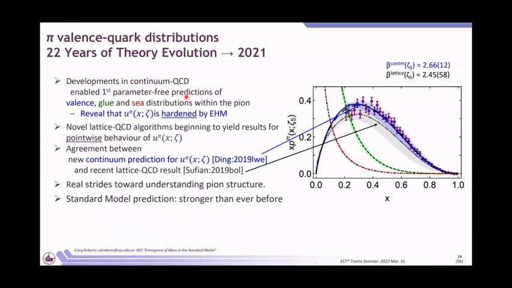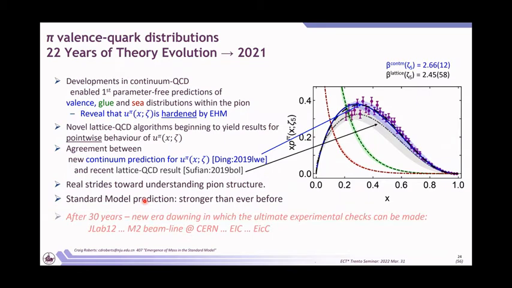What I'm showing here is the most modern results from continuum in blue and lattice in gray. These techniques have both evolved to the point where they can provide point-wise predictions for distribution functions. And this confluence between continuum and lattice and reanalyses of data are showing us that we've made real strides towards understanding the valence quark structure of the Pion. And from some perspectives, it makes the standard model prediction stronger than ever before. So after 30 years, we are showing that an era is dawning where we can start to map out the internal structure of these Nambu-Goldstone bosons.